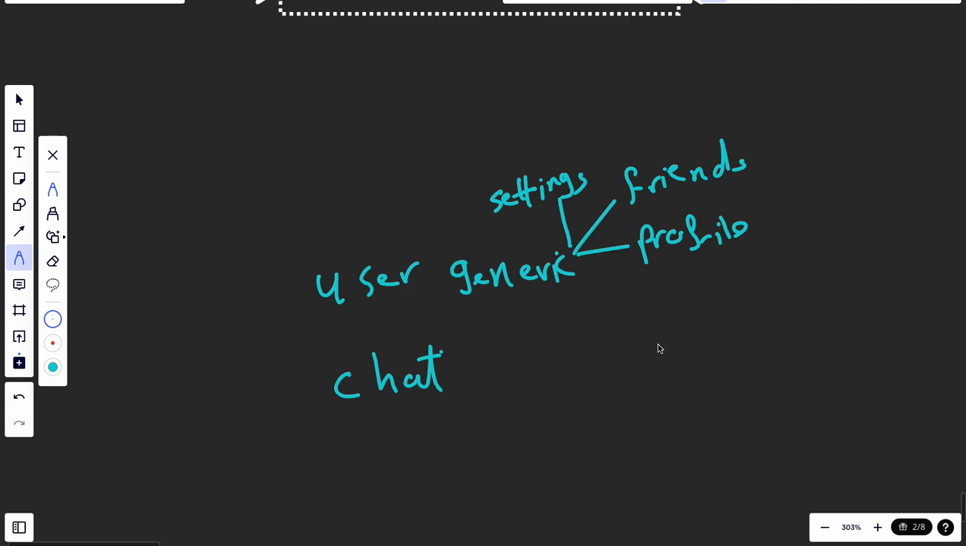Did I miss something while I'm talking? Yes, horizontal scale. If you want to know what horizontal scale is, I guess I talked about this before, but I will just say it quickly. Horizontal scale, also known as scaling out, is a method of increasing the capacity of a system by adding more hardware resources such as servers, storage, or network components.